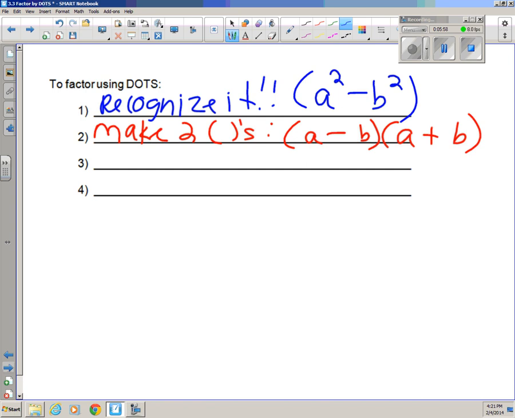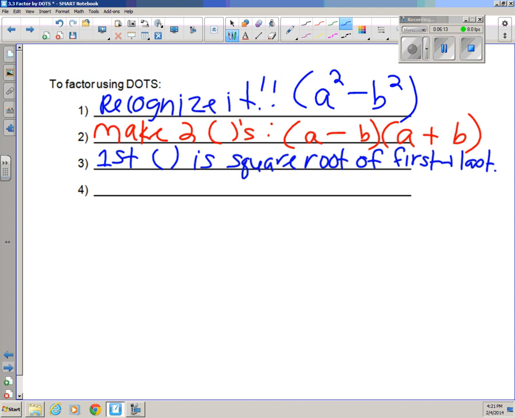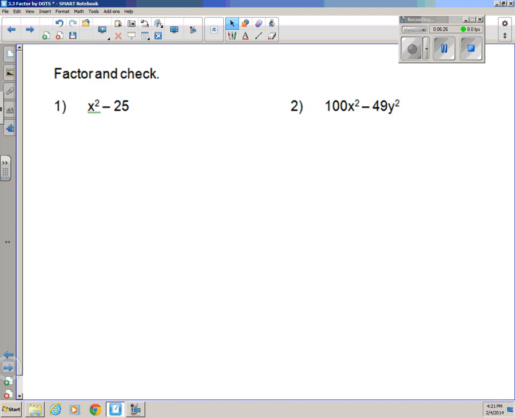So to get this first parenthesis, the first parenthesis is the square root of first and last. The second parenthesis is the square root of first and last, but one parenthesis is minus and one parenthesis is plus. Let's put this into action, see if this can actually make sense.